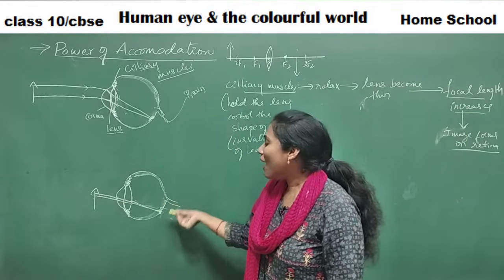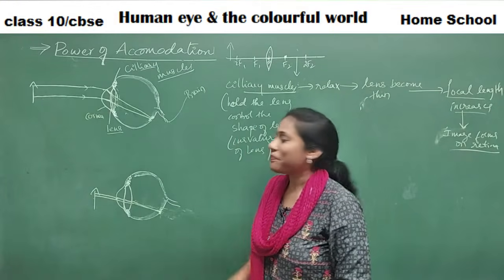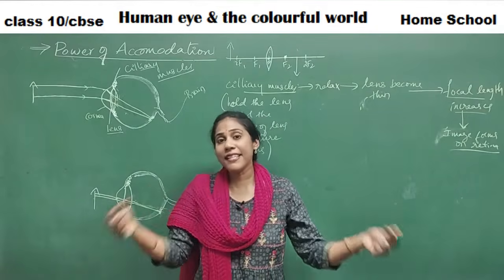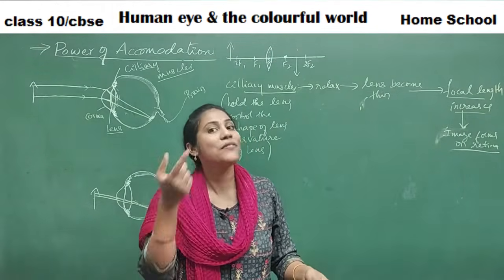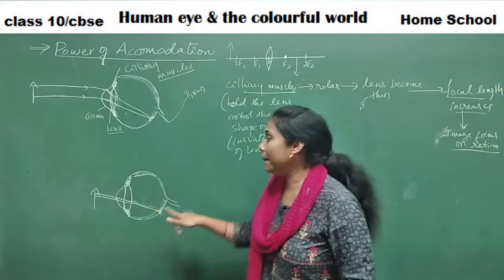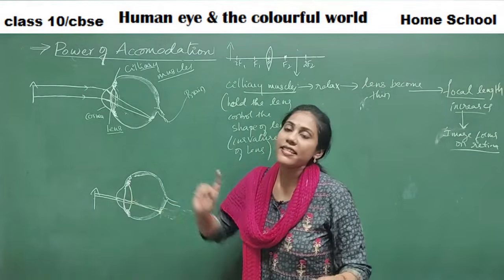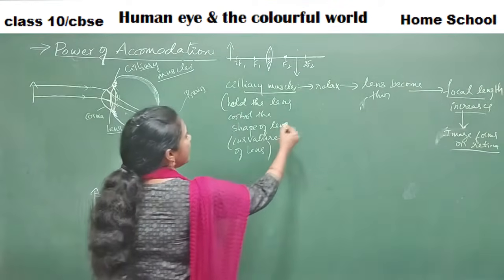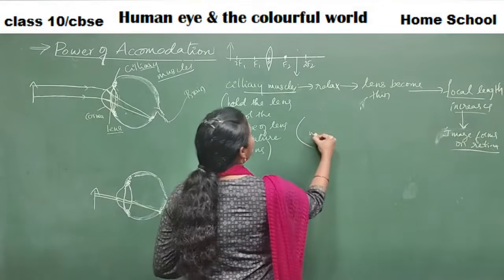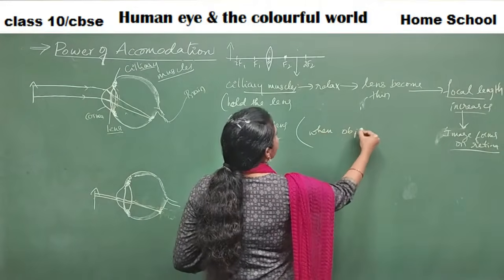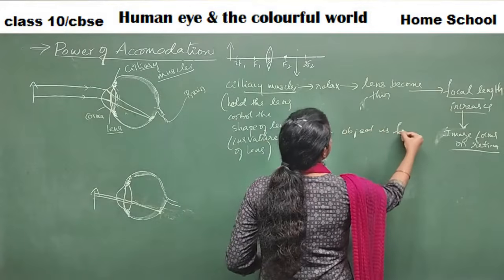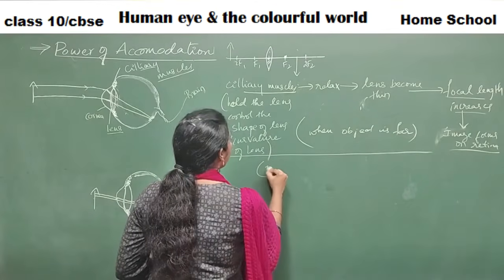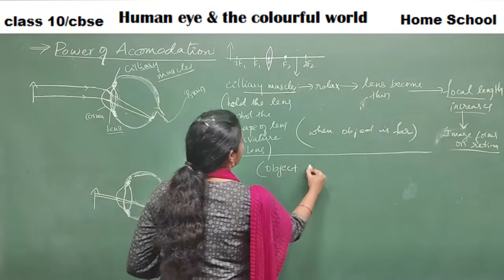Okay, so how can you decrease the focal length? Again, by changing the shape of the lens. Make the lens thicker. If the lens is thicker, the focal length of that lens will be less. And who will make the lens thicker? Again, our ciliary muscles. So this is what happens when the object is far. And now we will speak about an object near.